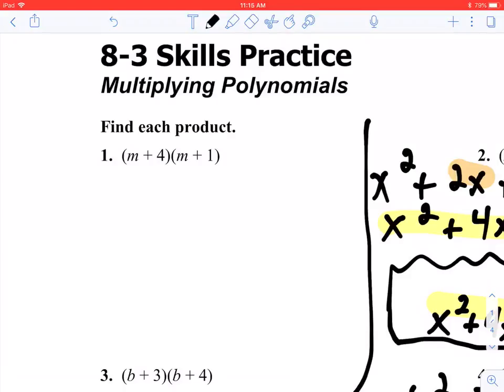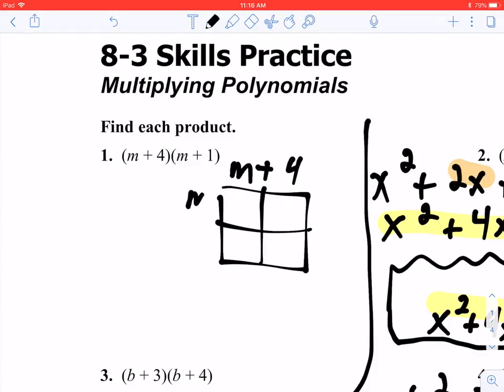Let's start with the box method, and we'll draw our little box here, and we're going to put m plus 4 there, m plus 1 there. That becomes m squared, m, 4m, and then 4. So remember, we're multiplying the subsequent terms.